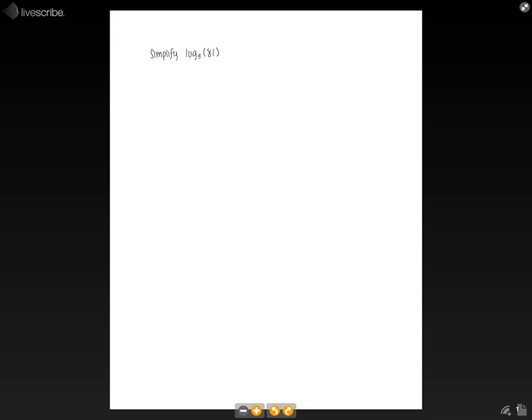In this pencast, we're going to be learning how to use properties of logarithms to simplify expressions. So this problem says, simplify log base 3 of 81. Alright, so we're going to go ahead and do this two ways. The first way is going to be by hand, and the second way is going to be using your calculator. So let's start with doing this by hand.